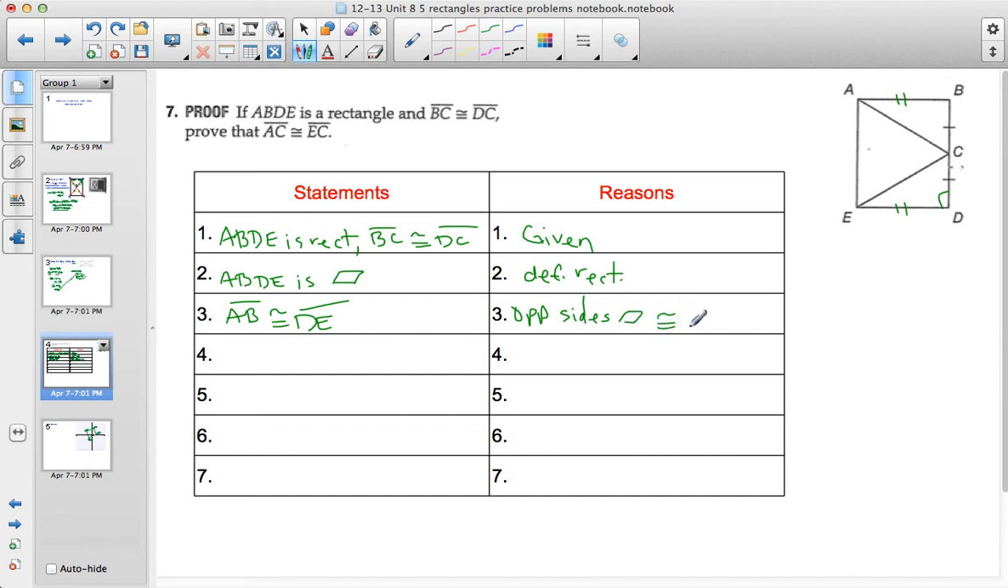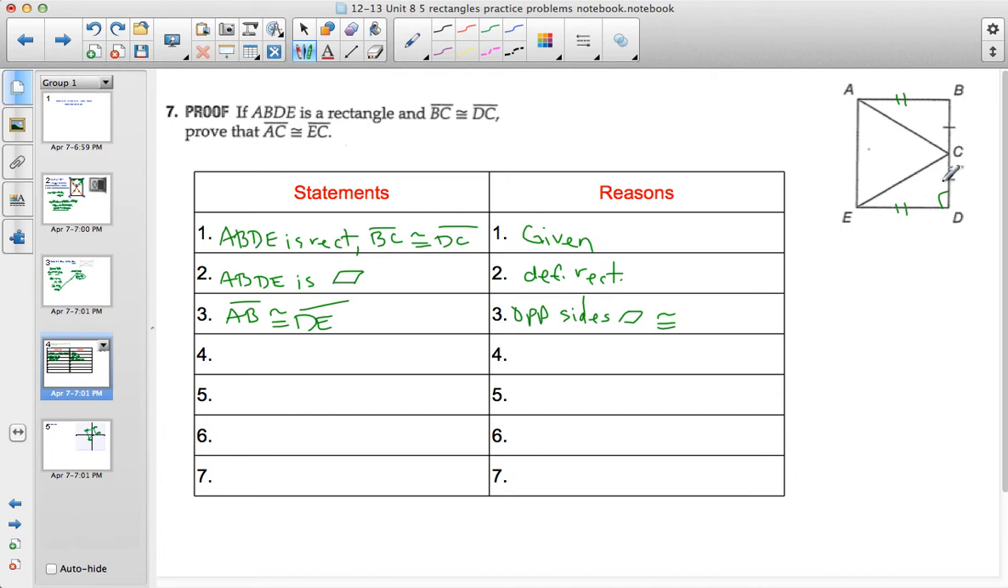So hopefully what you can see, what I'm trying to do here, is I want to prove that this triangle ABC is congruent to this triangle over here, EDC, because if they're congruent, then AC would have to be congruent to EC by CPCTC. So right now I have 2 sides being congruent, so I'm on the right track.